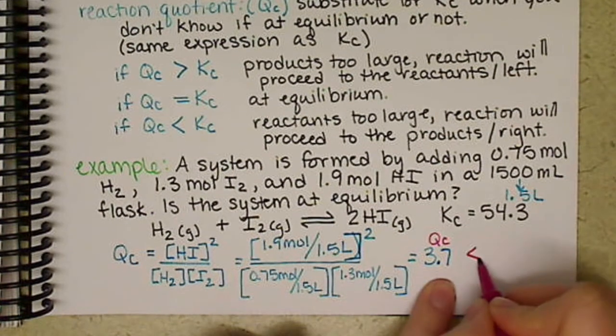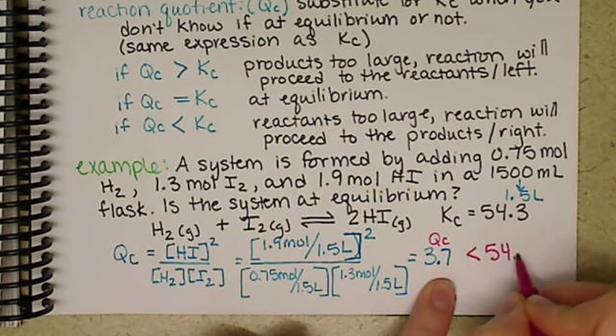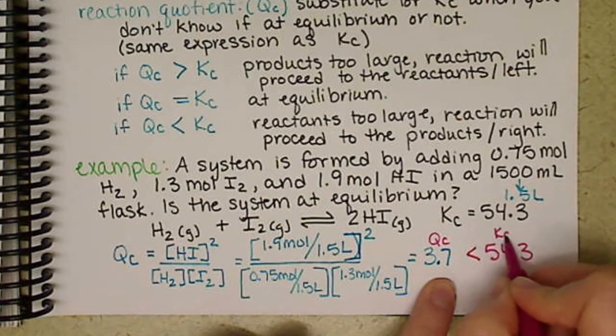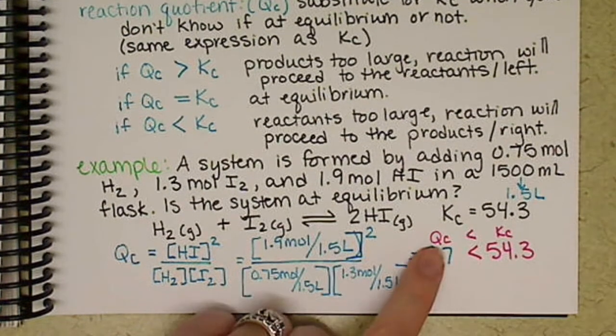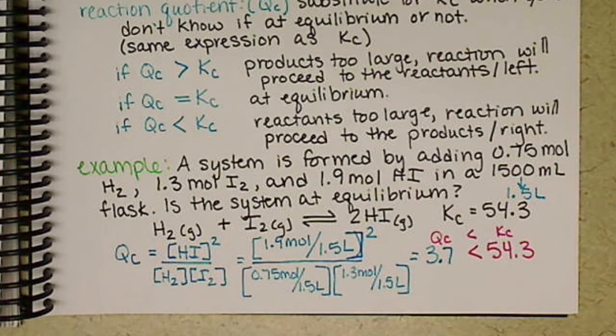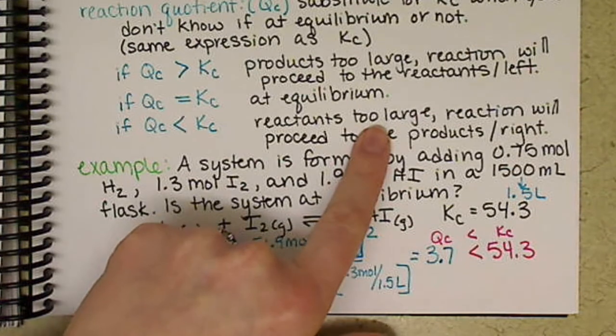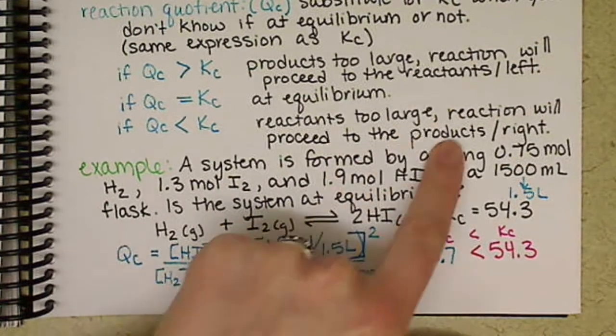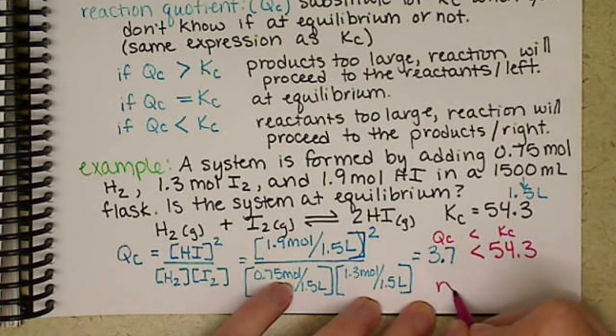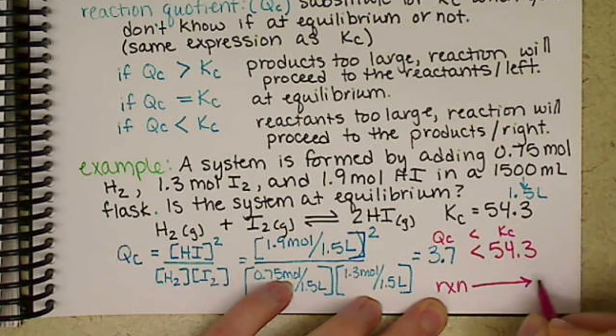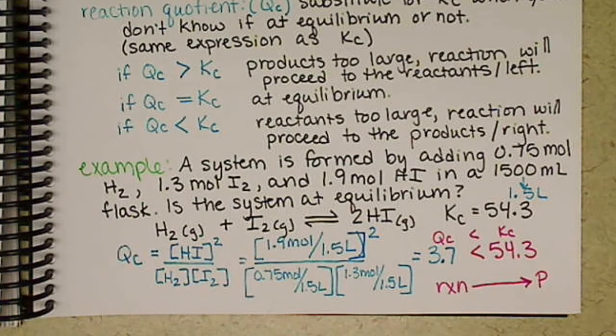3.7 is less than 54.3, my Kc. So Qc is less than Kc, which means that my reactants are too large. So my reaction is going to proceed to the products. My reaction is going to go that way, towards the products.